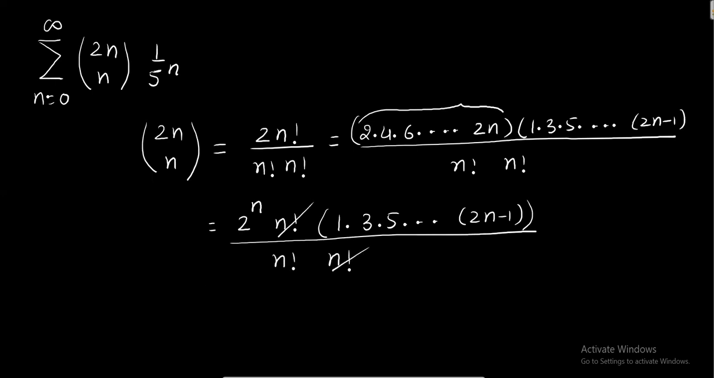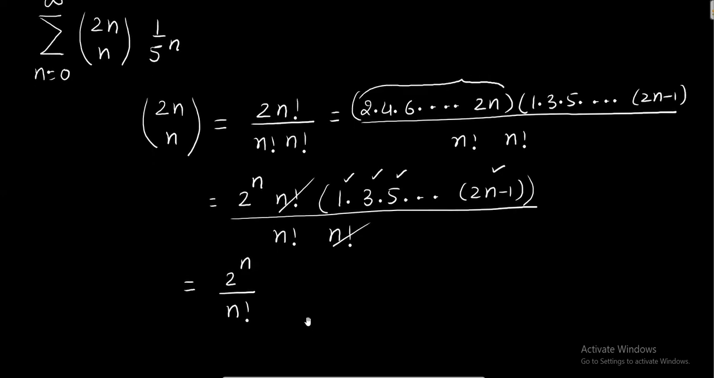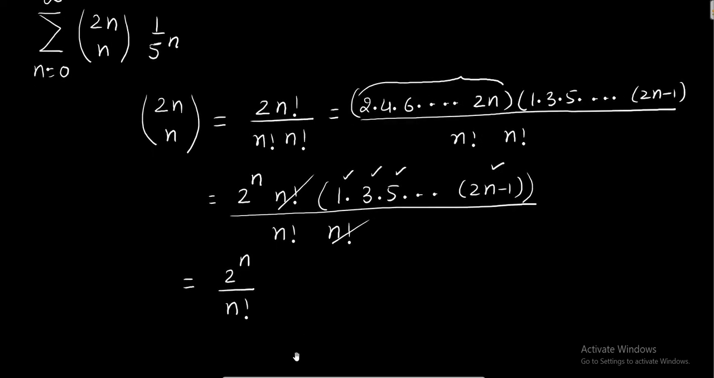1 by n factorial, from numerator and denominator, got cancelled, and now it will become 2 power n upon n factorial. Now comes the most important step of this question. What we are going to do next is look at all these terms. From all these terms, I'm going to take a factor of minus 2 common. Yes, we know that there is no minus 2 in any of these numbers, but still I'm saying please take minus 2 common from all of these terms.